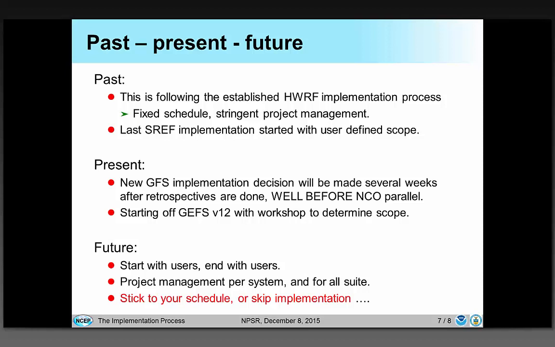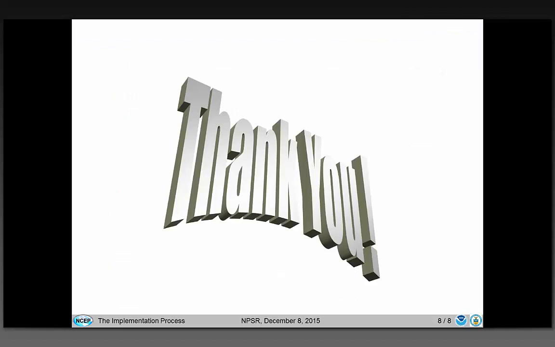And along that same line, we will not start the real development of GEFS version 12 until we have structurally done a user workshop to have the users work with us on seeing what we target for the next implementation. The future is really start with users, end with users, project manager per system, which then allows Becky and others to do much better project management of the entire resources and use them more efficiently. And the stick to your schedule or skip your implementation is going to be interesting to see if we can enforce. So, Steve, leave it at that.